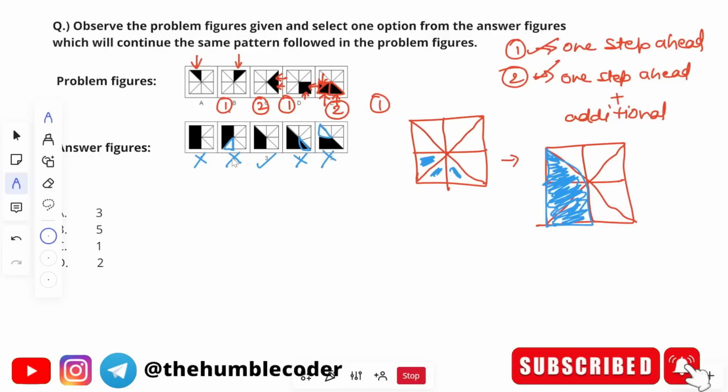So the correct answer will be figure number 3. So out of the given options, if you see, which is figure number 3, A. The correct answer for this question is going to be figure number 3. Okay, that is option number A. Okay, moving on now to the next question.